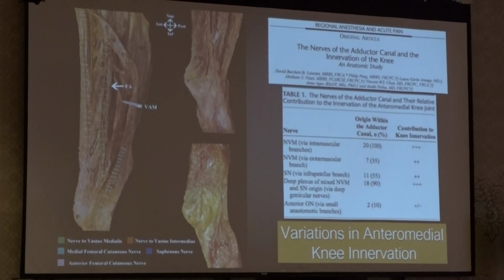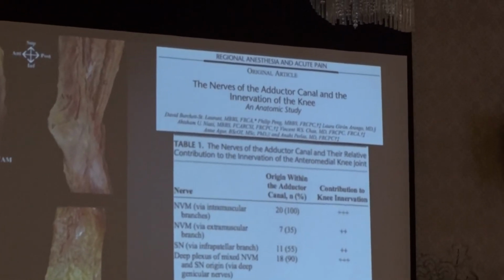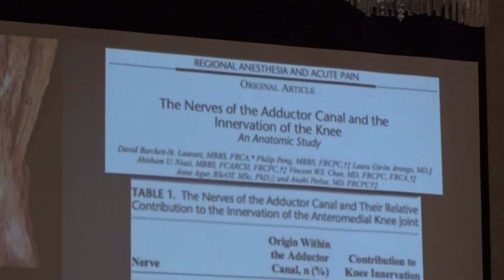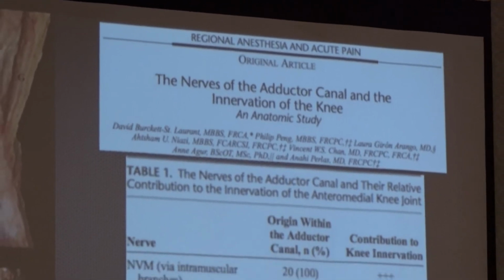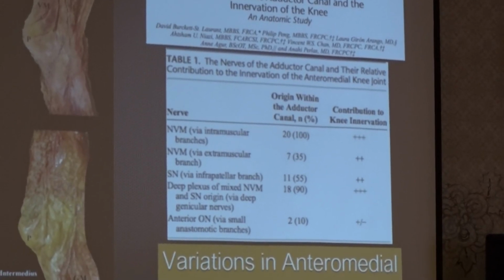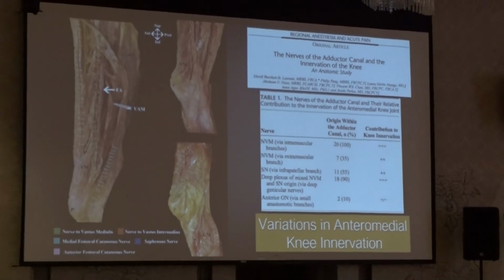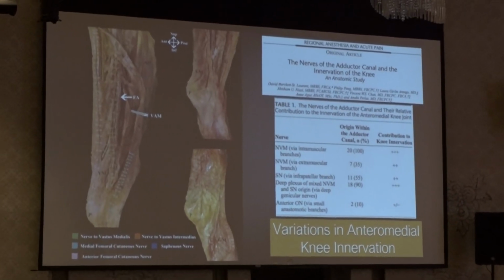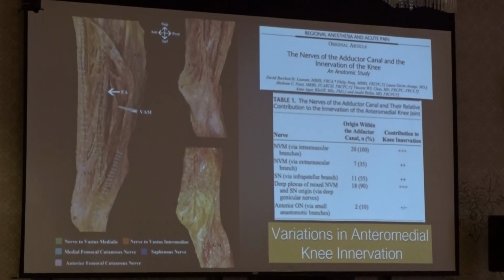And actually, there is something we call the subsartorial plexus. It's a deep plexus of mixed nerves of vastus medialis and also saphenous nerve origin via the deep genicular nerves. So this contributes a lot to the innervation of the knee joint capsule as well. The anterior branch of the obturator nerve, you can see, is not considered to be found in the adductor canal, and the contribution to innervation is actually not so much, it's plus or minus.